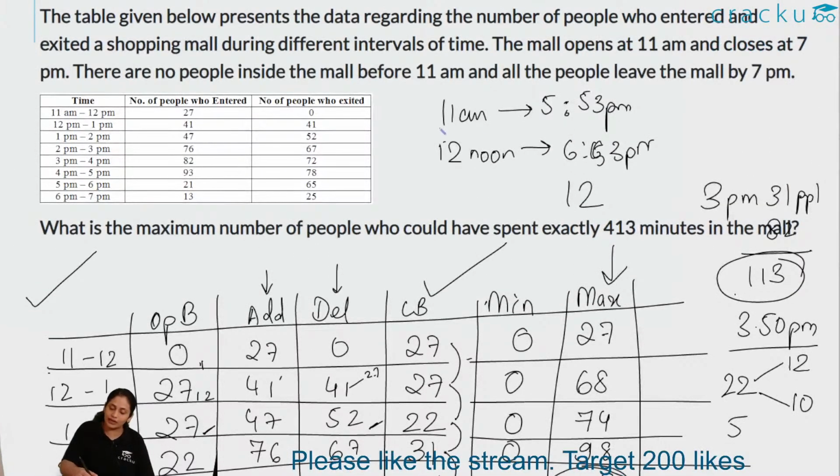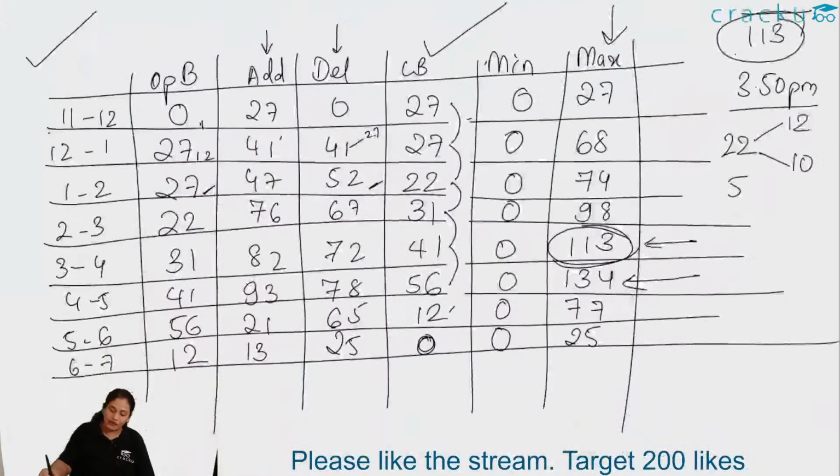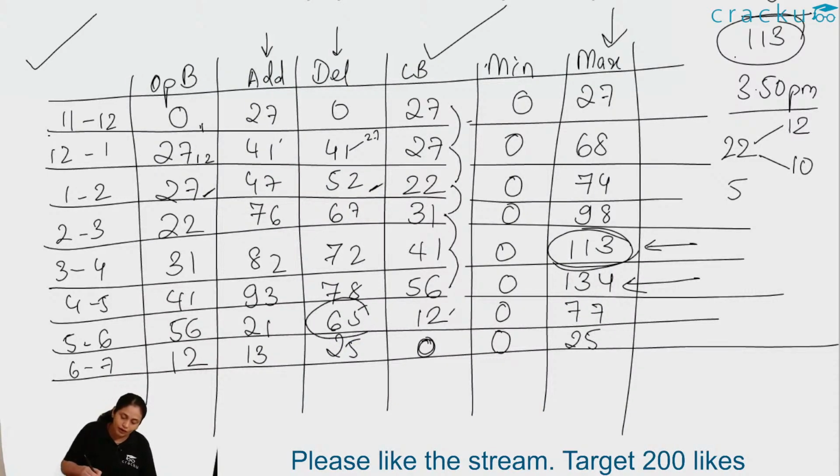So that is between 11 a.m. to 5:53. At 5:53 they can leave, so they can be one of these 65 people who left. So again, these 22 could have been out of these 65 people who left. So you don't need to consider this 12 at all. All of those 22 people could have been the ones who came in at 11 and left between 5 to 6, at 5:53 p.m. So those 22 could have definitely been there for a period of 413 minutes.